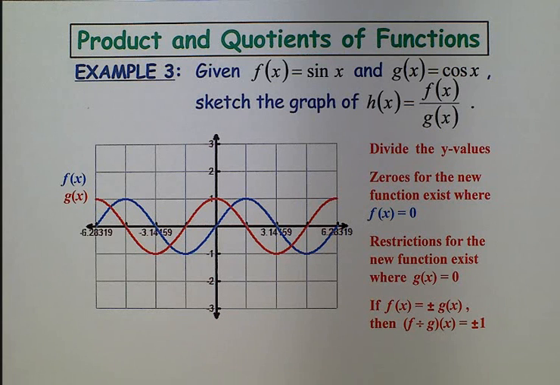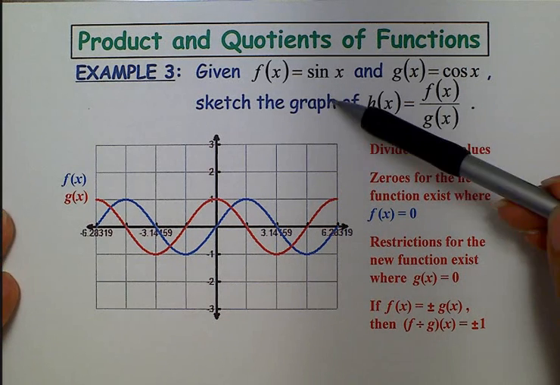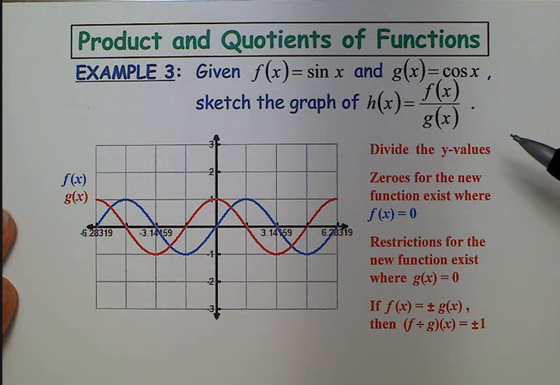Okay, here's our last example. Again, we're going to be looking at the quotient of two functions. This time we're looking at two trig functions. So given f of x equals sine x and g of x equals cos x, we're going to sketch the graph of h of x equal to f of x over g of x.